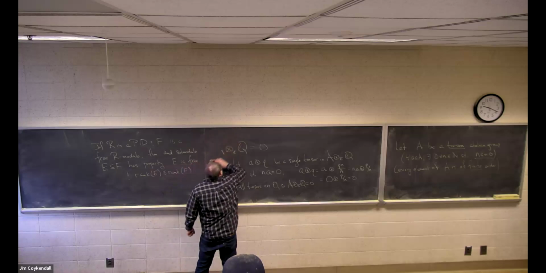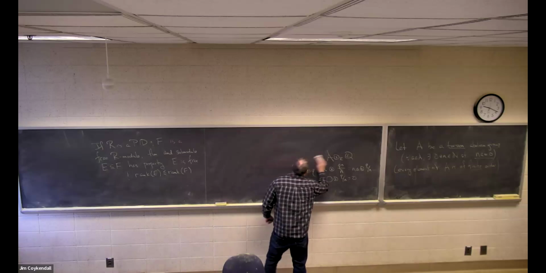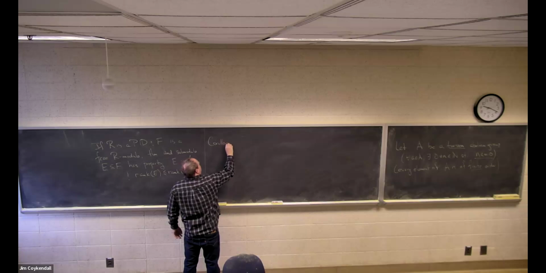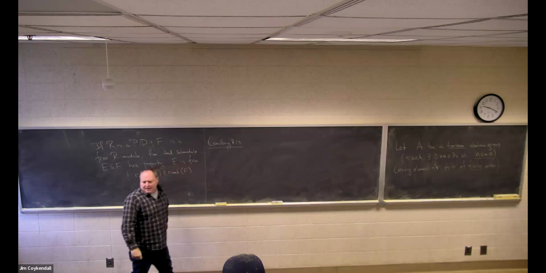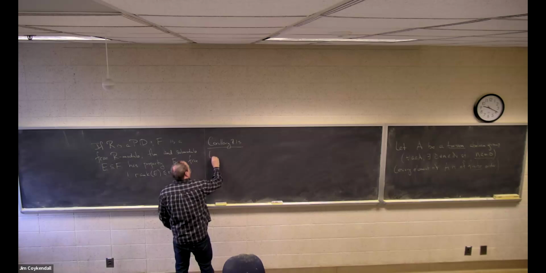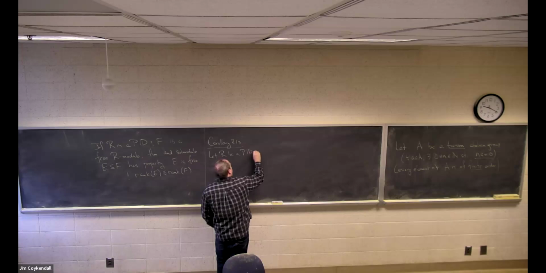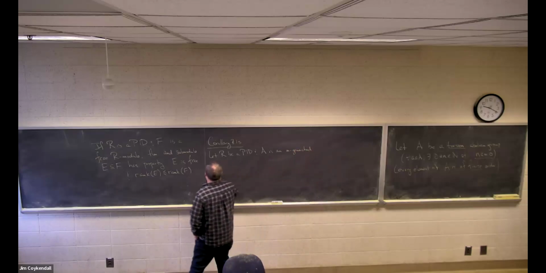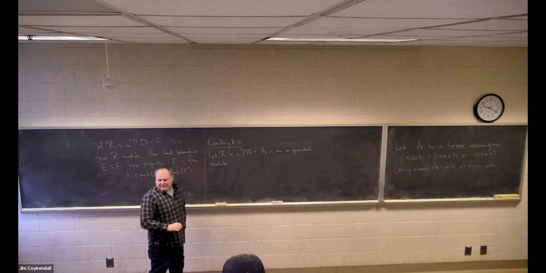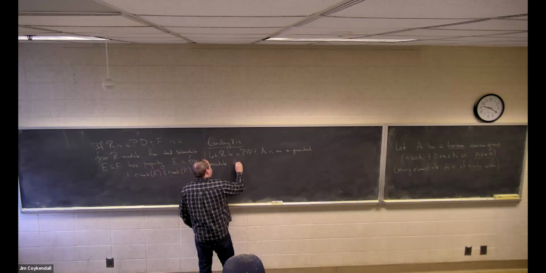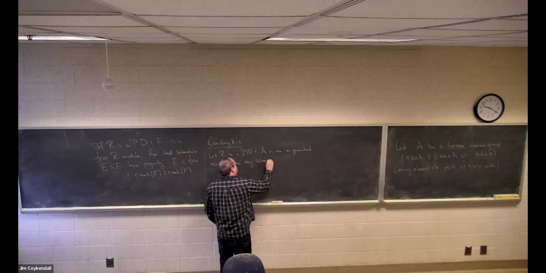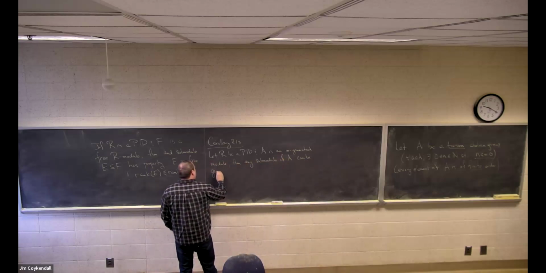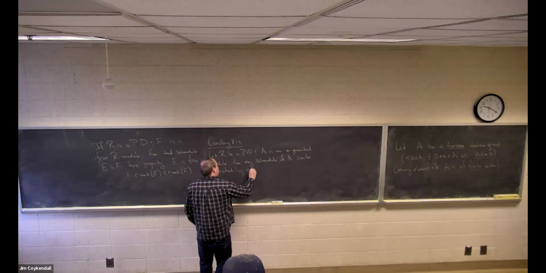Right, and we had a couple of corollaries. Corollary 7.13: if you have a PID and A is an n-generated module, then any submodule of A can be generated by n elements or fewer.